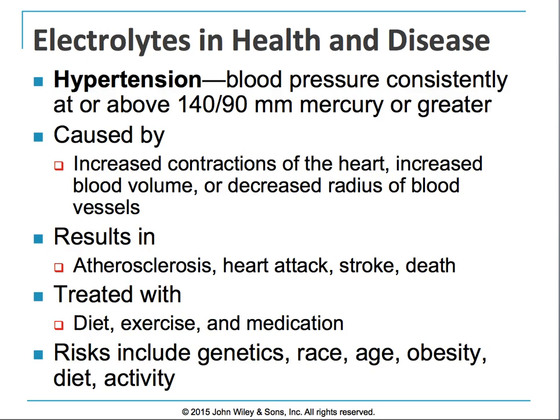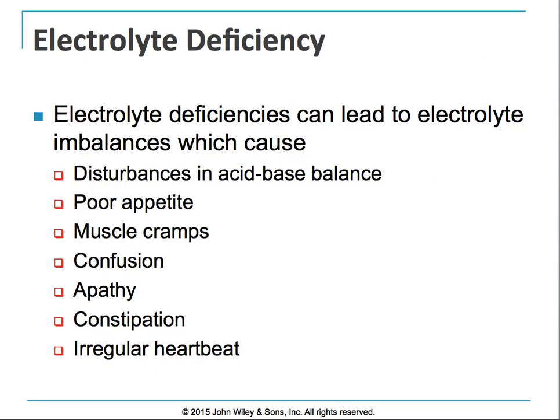Hypertension can result in atherosclerosis, heart attack, and in more severe cases, stroke and death. It can be treated with diet, exercise, and medication, and risks of hypertension include genetics, race, age, obesity, diet, and physical activity. Electrolyte deficiency. Deficiencies in electrolytes can lead to imbalances, and these electrolyte imbalances can cause disturbances in acid-base balance, so changes in body pH. Also, poor appetite, muscle cramps, confusion, apathy, constipation, or irregular heartbeat.